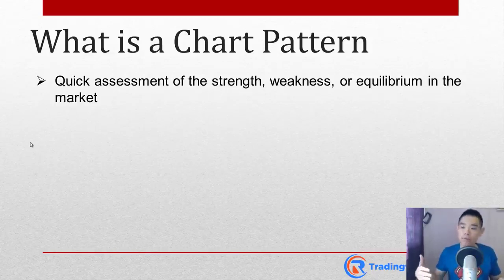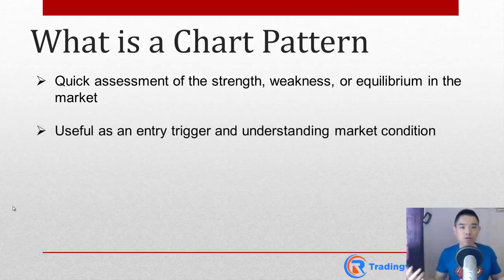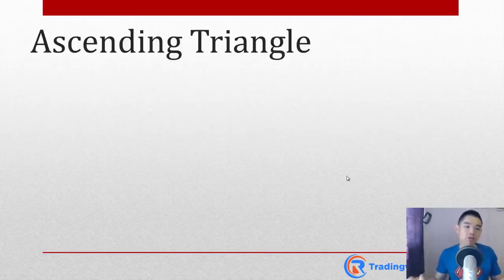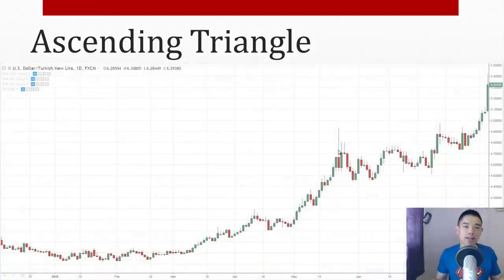It tells you whether the buyers are in control, whether the sellers are in control, or whether both of them are pretty much in equal strength. So they sort of summarize a number of candlestick patterns to give you the big picture. This can be used as an entry trigger and to understand the current market condition. So the first pattern I want to share with you is an ascending triangle pattern.